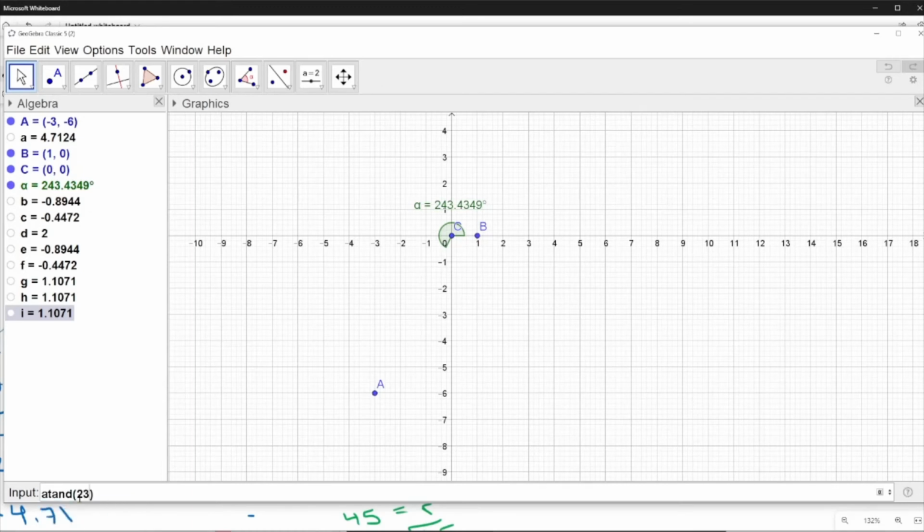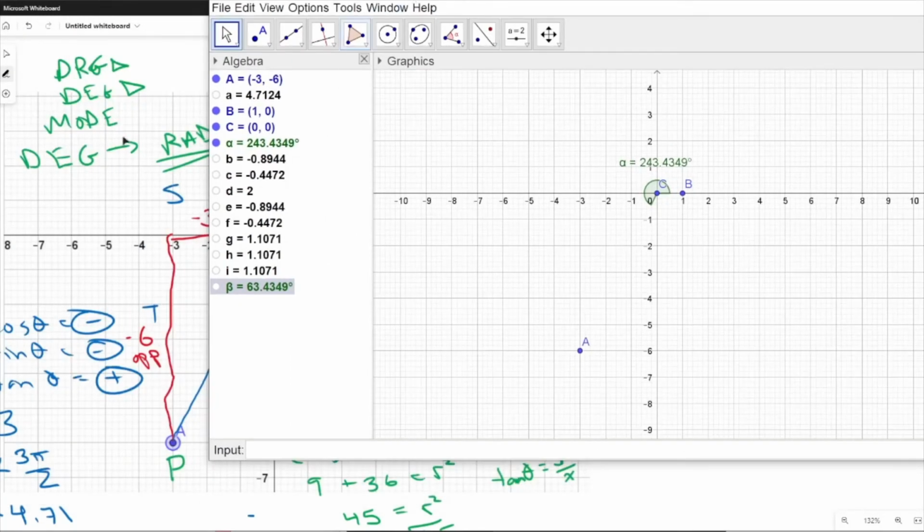ATAN D, I think does it, yeah, there you go. So when you did this on your calculator, you might have got 63.4349. So again, if that's what happened, it means your calculator's in degree mode. You can keep it in degree mode and just get in the habit of taking your answer, dividing it by 180, and multiplying it by pi, right? And that will give you the 1.1071.